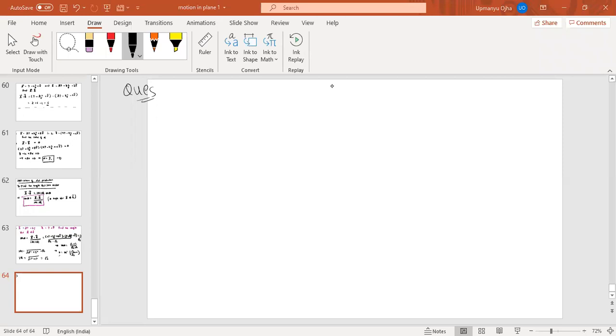If I ask you, find the angle that a vector, a vector given by i cap plus j cap, makes with the x-axis. Find the angle which a vector, that is i cap plus j cap, makes with the x-axis. Okay, fine. Can you get the answer for this?